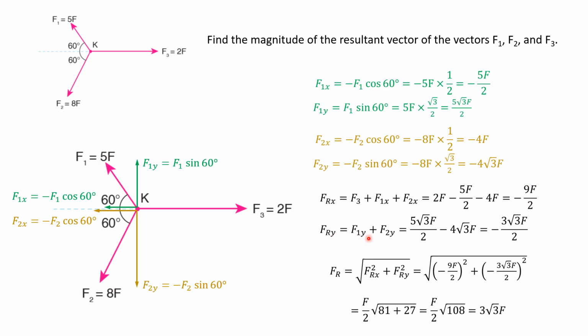If we add it up, we get minus 9F/2. In a similar manner, we proceed to find out what is the y component. For the y component, we only have F1 and F2. This one is positive, so we have here 5√3F/2 minus 4√3F, and this gives us this.